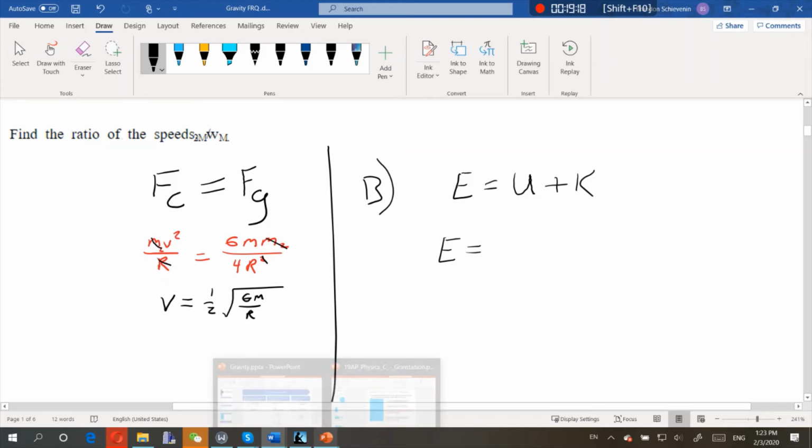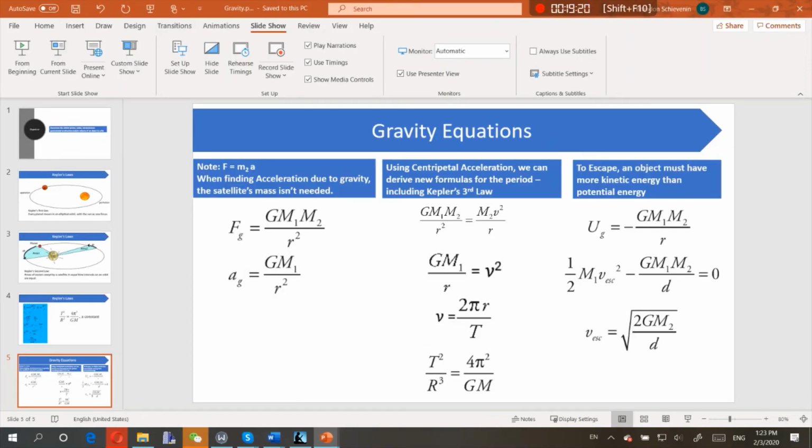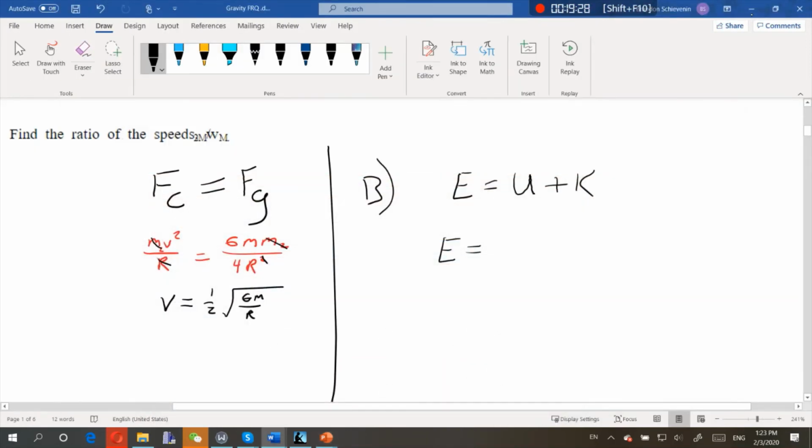Okay, it is, so I'll give you that. Here you go. It's minus G m1 m2 over r. Got it. Minus G, m1 and m2, which are both the same for this equation. They gave it to us, so your masses are identical.